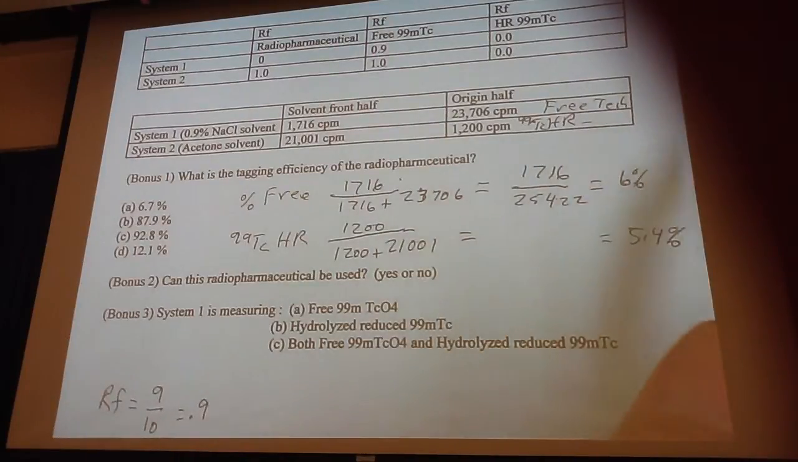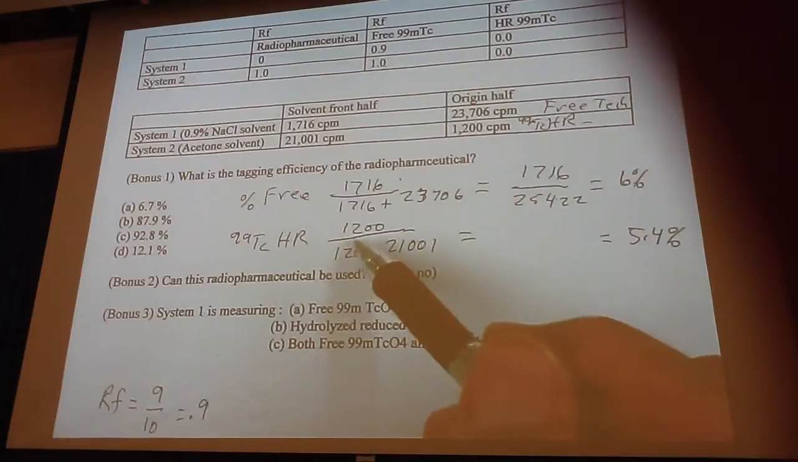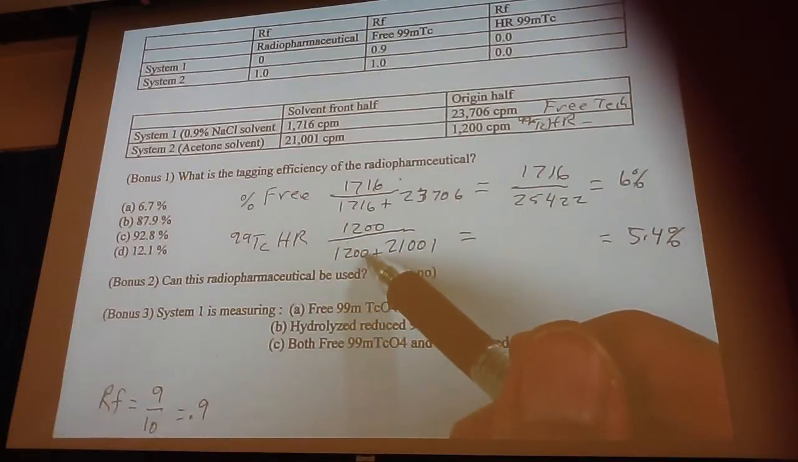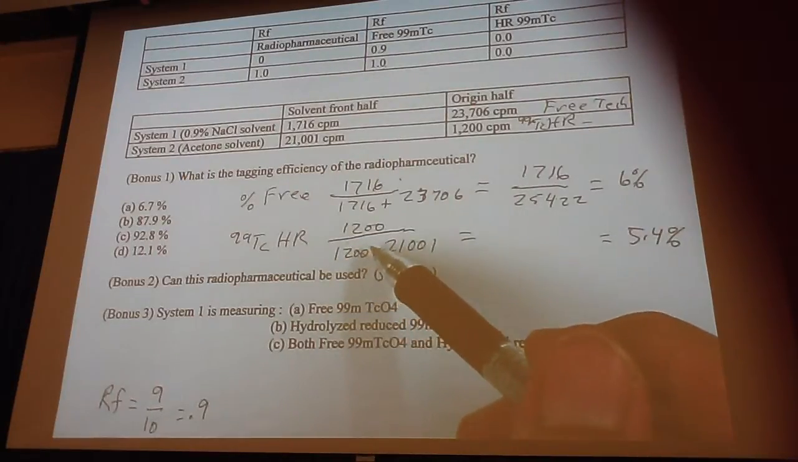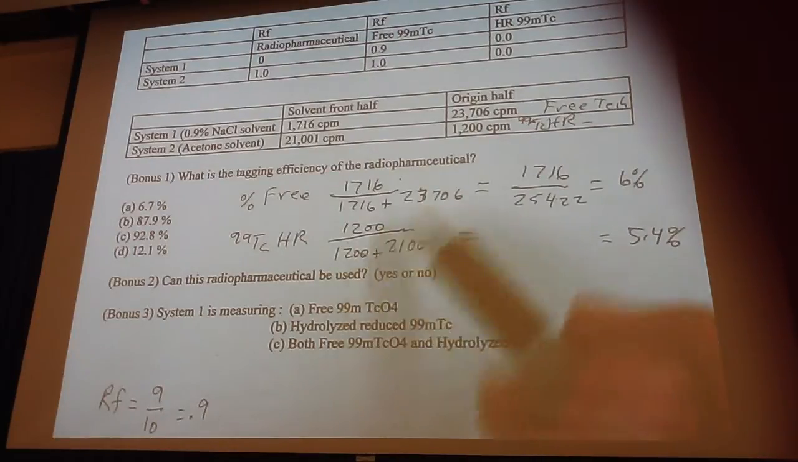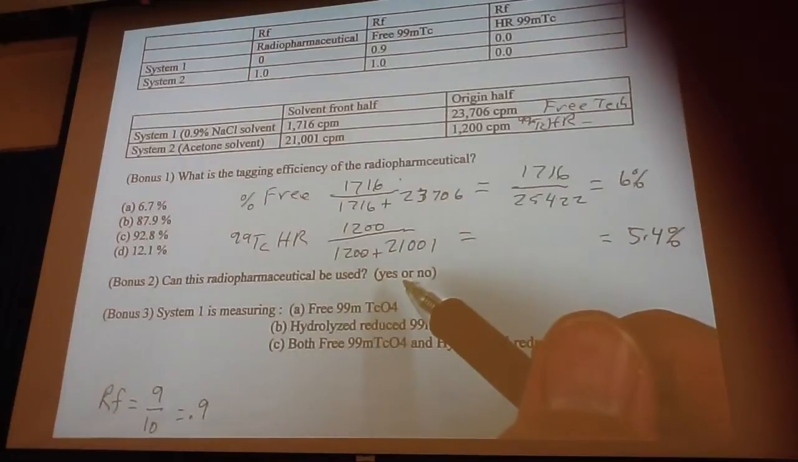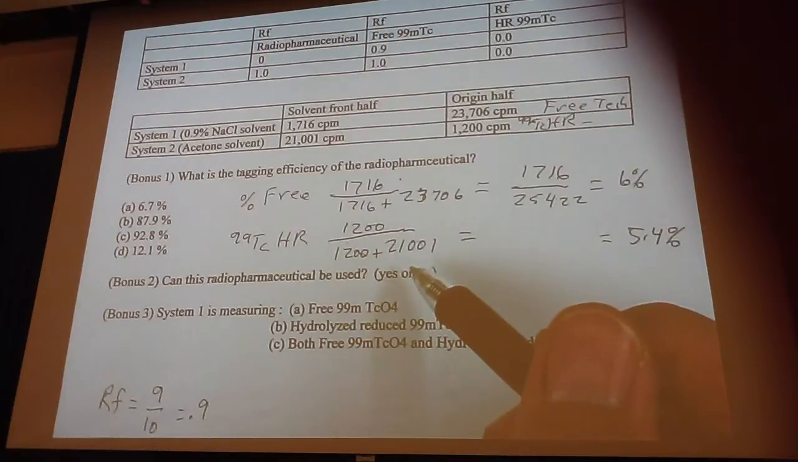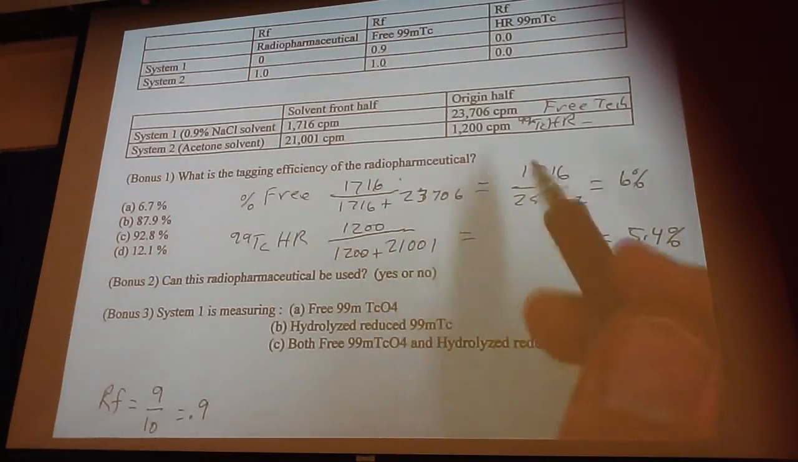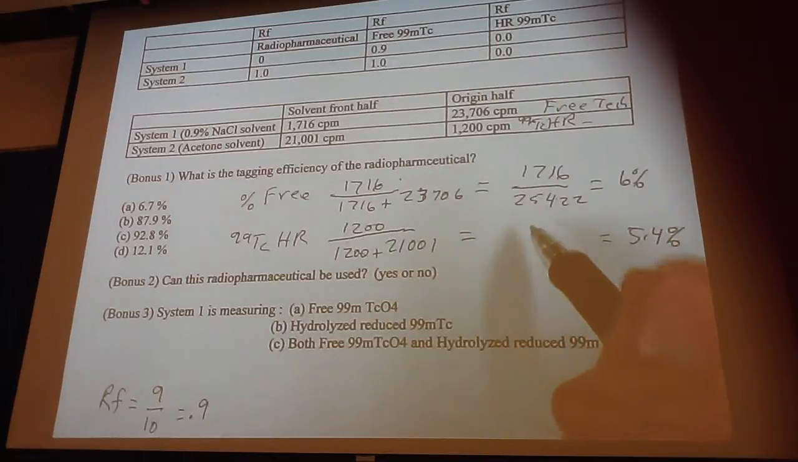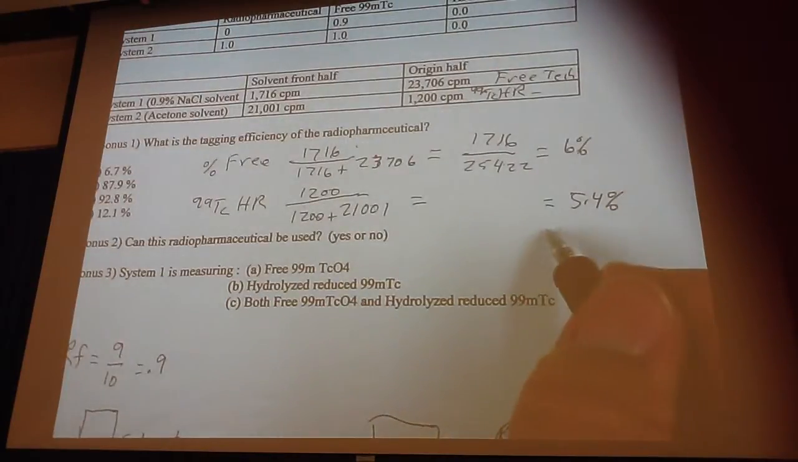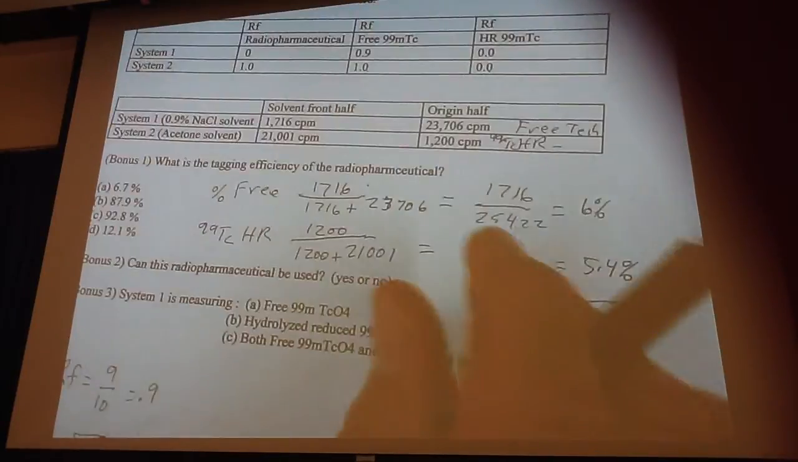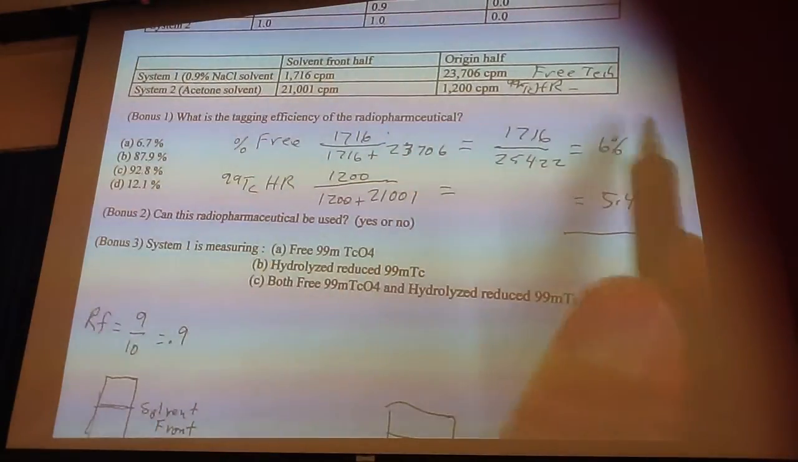So the combination, normally hydrolyzed reduced technetium will just stay in circulation. It interferes with your ability to have the radiopharmaceutical concentrate. So it ultimately winds up affecting the contrast of the image. Okay? But you need to add both of these together to find out what the percent tagging is. So in this case, it's about 11.4. So the answer, I think this one should have been a little bit higher.